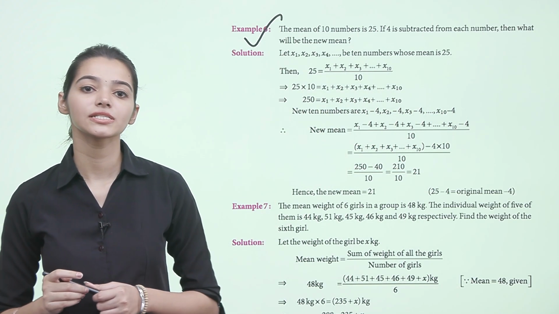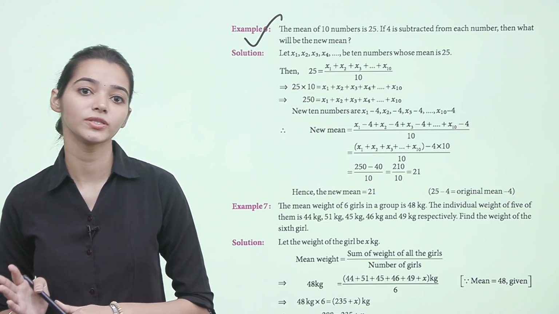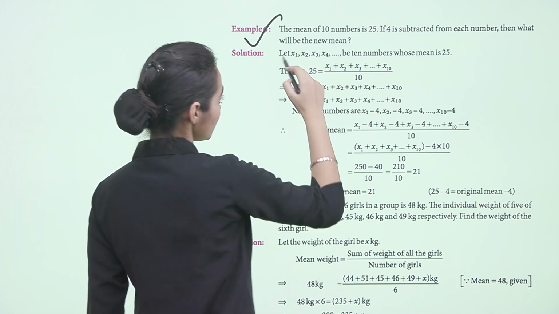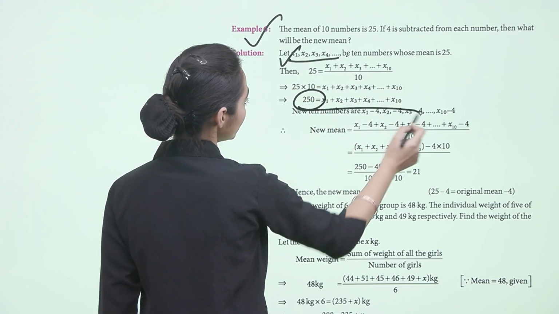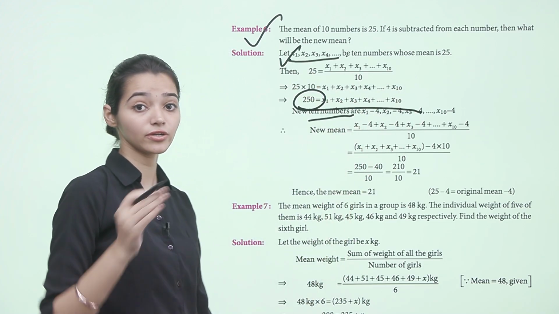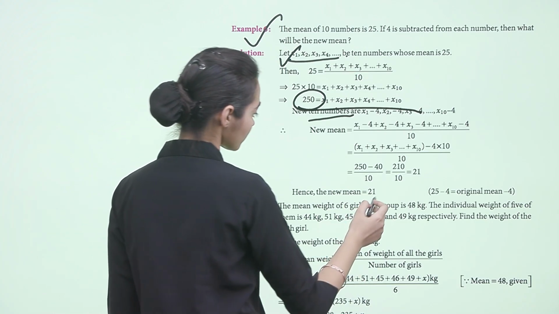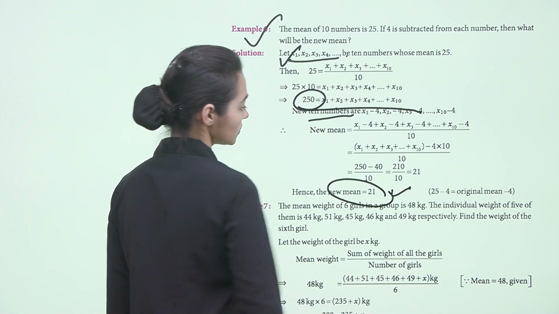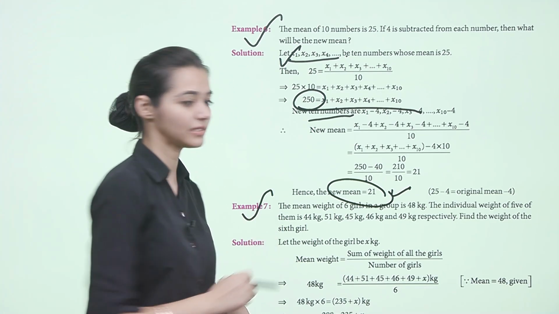Next is our example number 6. Here we are given that the mean of 10 numbers is 25. If 4 is subtracted from each number, then what will be the new mean? The sum of the 10 numbers is 250, and the new numbers are what? They are x1 minus 4, x2 minus 4, and so on up to xn minus 4. So the new mean is what? 21.